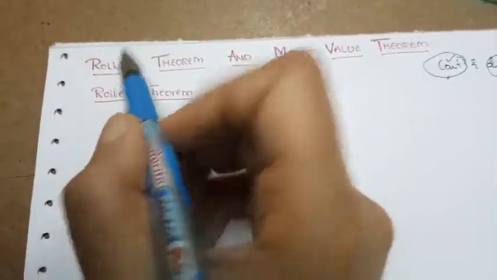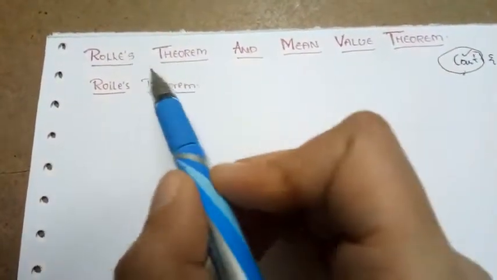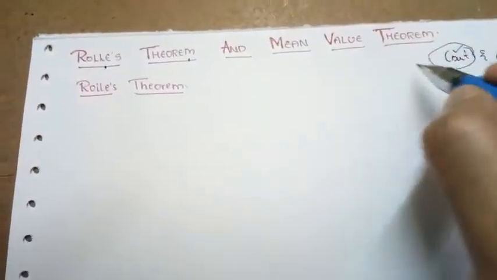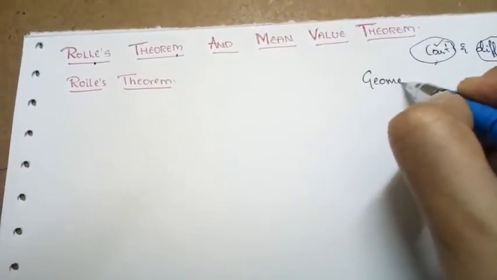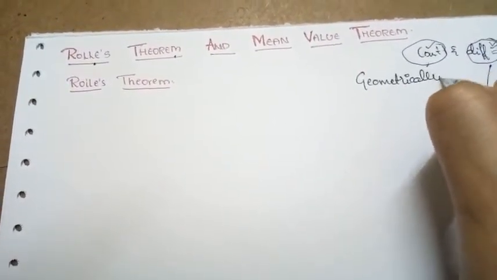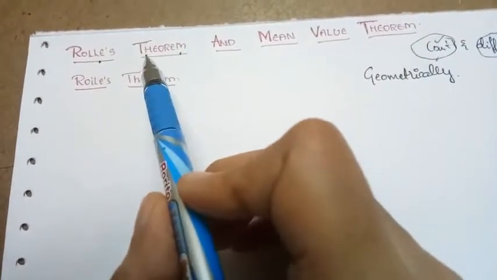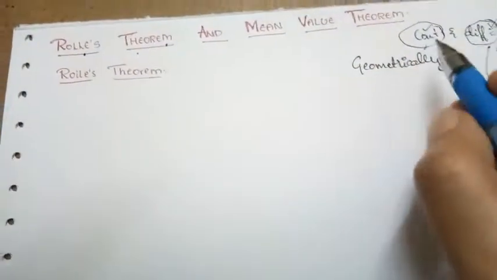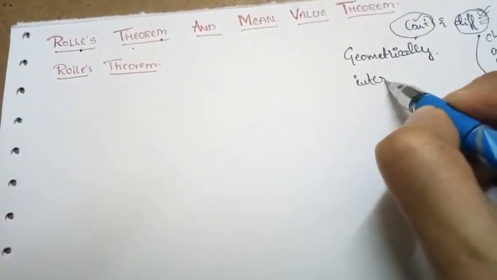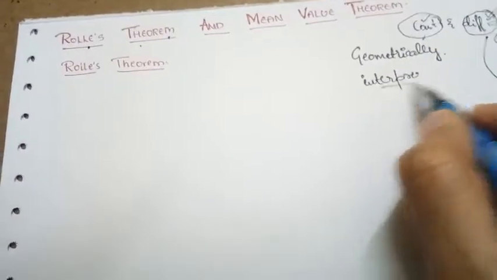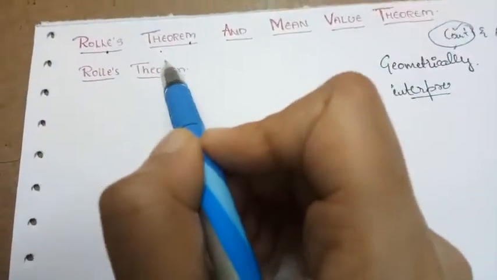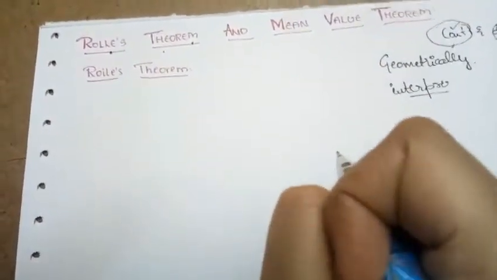Today we are going with one of the fundamental results of calculus, that is Rolle's theorem and the mean value theorem. So today we are only going through the geometrical interpretation. Here in class 12th, for Rolle's theorem and the mean value theorem, we are understanding the statement of the theorem through the geometrical interpretation only. So we are not going with the proof of Rolle's theorem and the mean value theorem. We are just understanding them through the geometrical interpretation. So let us go step by step.